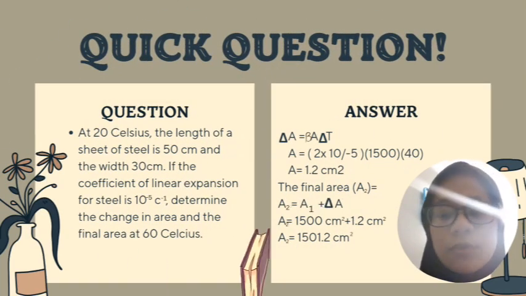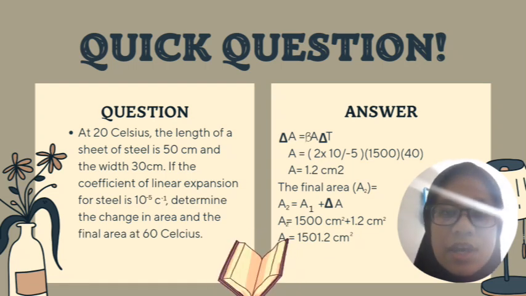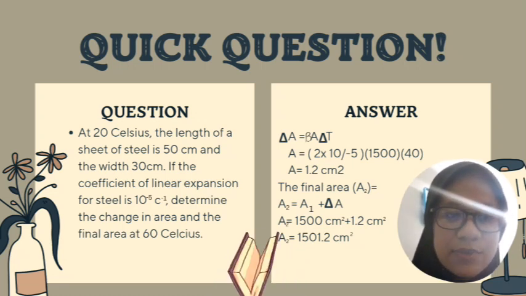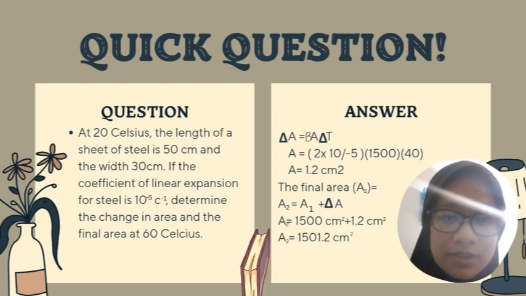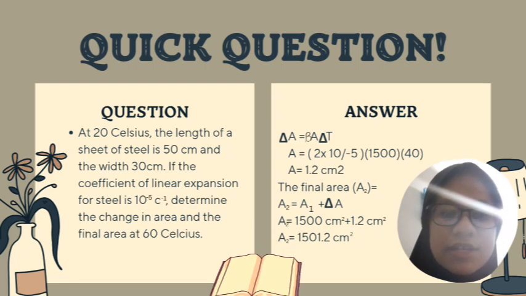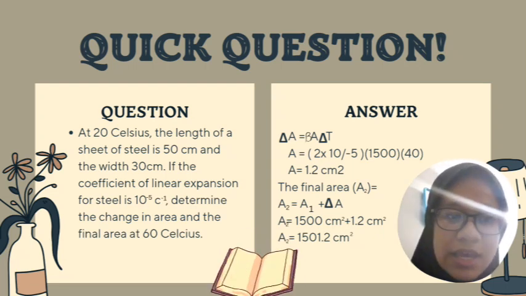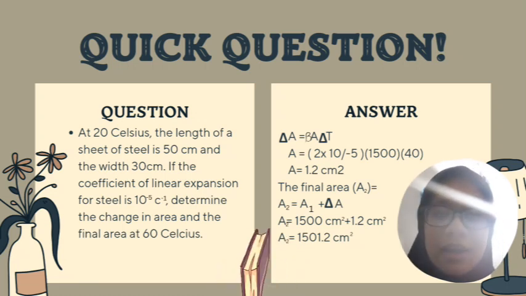But for the last part, for the area expansion, we're going to have a quick question. The question is: at 20 Celsius, the length of a sheet of steel is 50 centimeter and the width is 30 centimeter. If the coefficient of linear expansion for steel is 10 to the power of negative 5 per Celsius, determine the change in area and the final area at 60 Celsius.